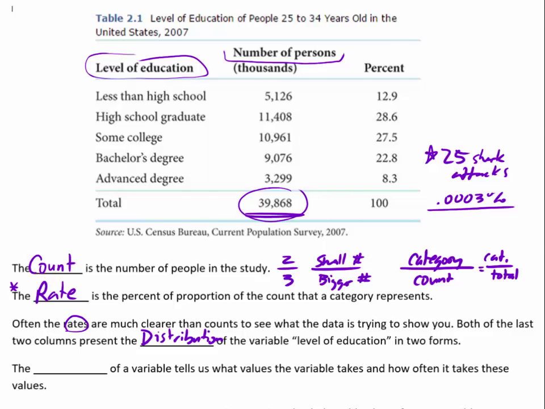Now, the distribution of a variable tells us what values the variable takes and how often it takes those values. Okay, so distribution is kind of like the relationship between those things.